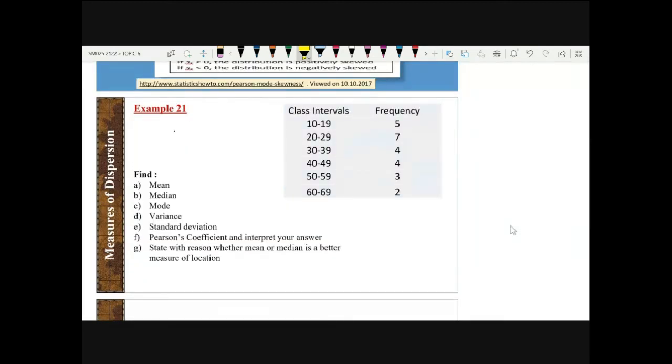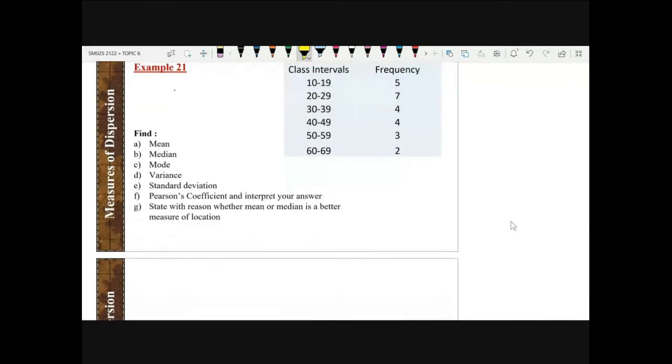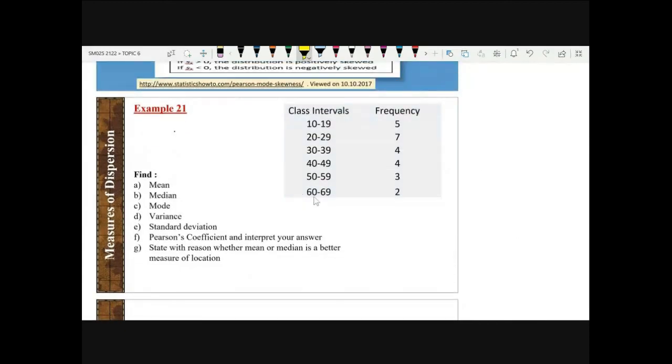Kita ada 3 example. Okay, example next one. Given this data, this is for sure grouped data because we have class interval here. Find mean, median, mode, variance, standard deviation, Pearson coefficient of skewness, and then after that interpret data, state with a reason. Okay, the first 5 things ni, A, B, C, D, E, saya tak buat bersama-sama awak. Saya bagi jawapan akhir je because you for sure can find this on your own using calculator. Itu awak kira sendirilah.